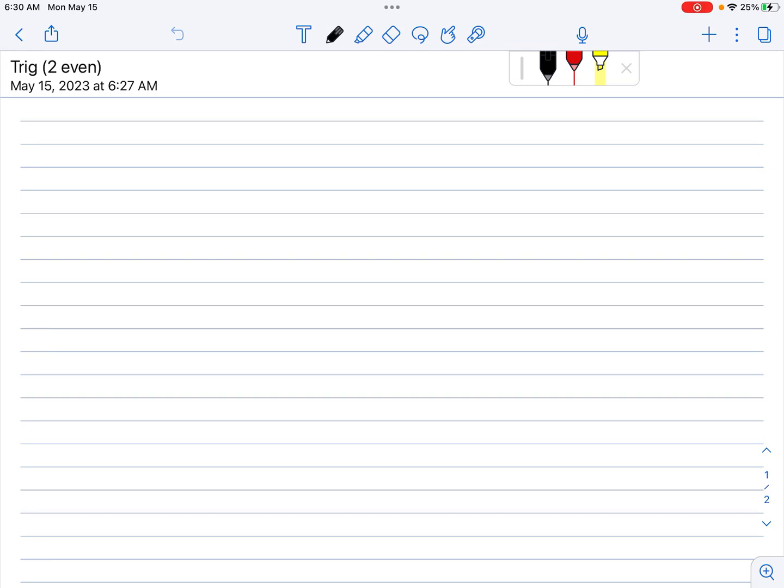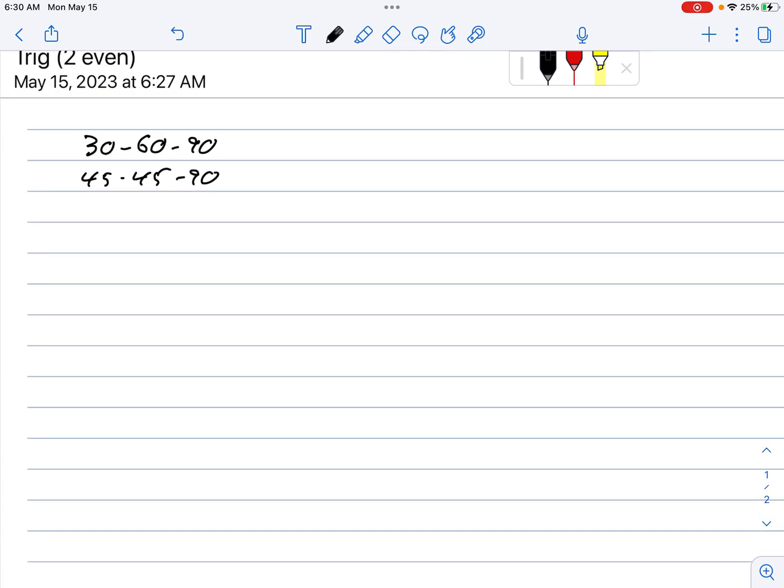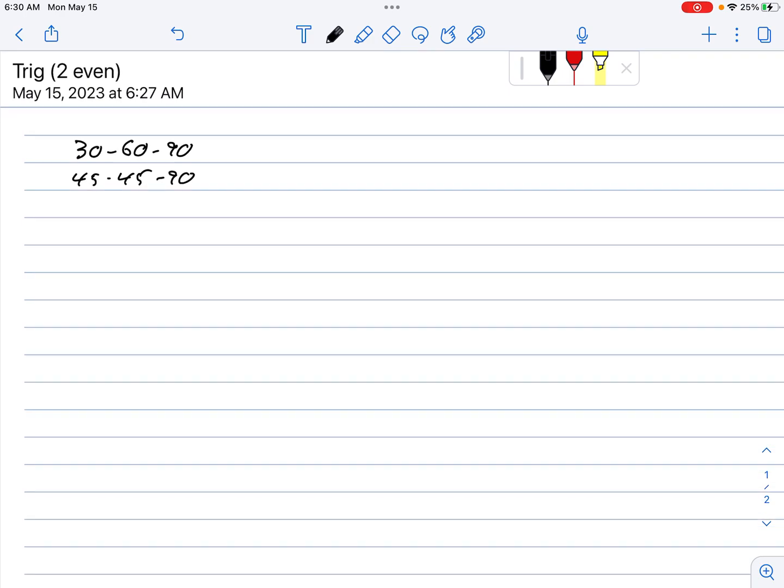Okay, we're going to start with the unit circle today. So I'm going to do a quick review of 30, 60, 90, and 45, 45, 90 triangles. Those are special ratios from geometry. If you remember what those are, you can skip a little bit ahead, but it'd be good to get a little bit of review of this.